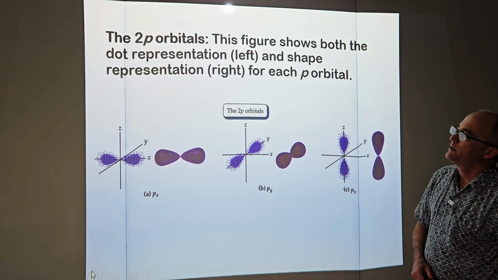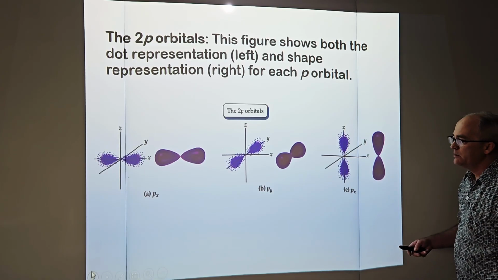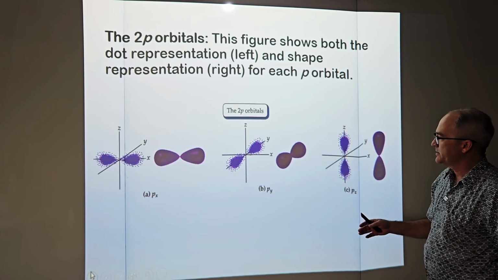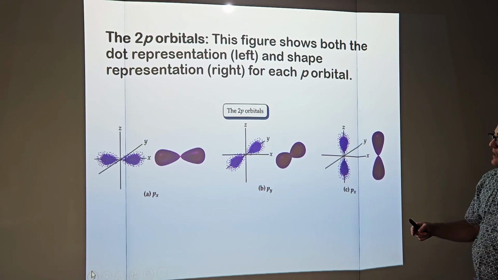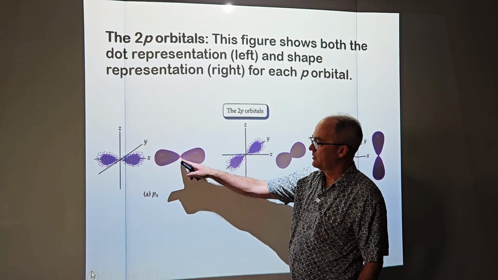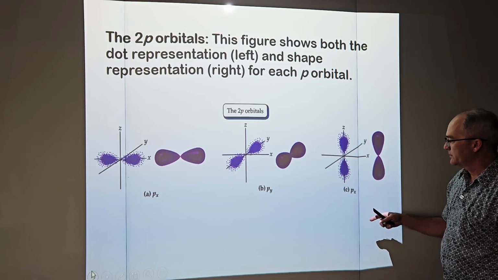Then we move on to the 2p orbitals. So there's a set of 3, and they kind of have a dumbbell shape. And in 3D space, they are along each of the 3 axes that define 3D space, like one along the X, one along the Y, and one along the Z.